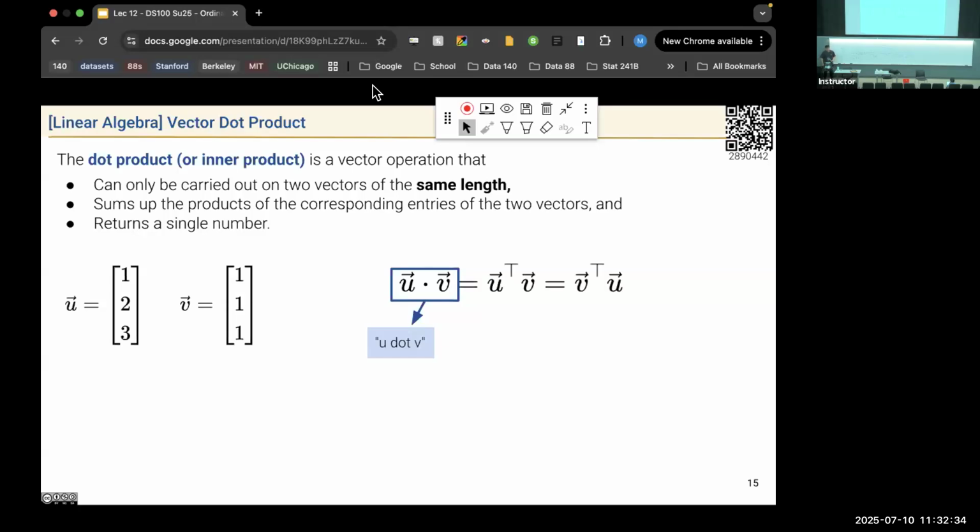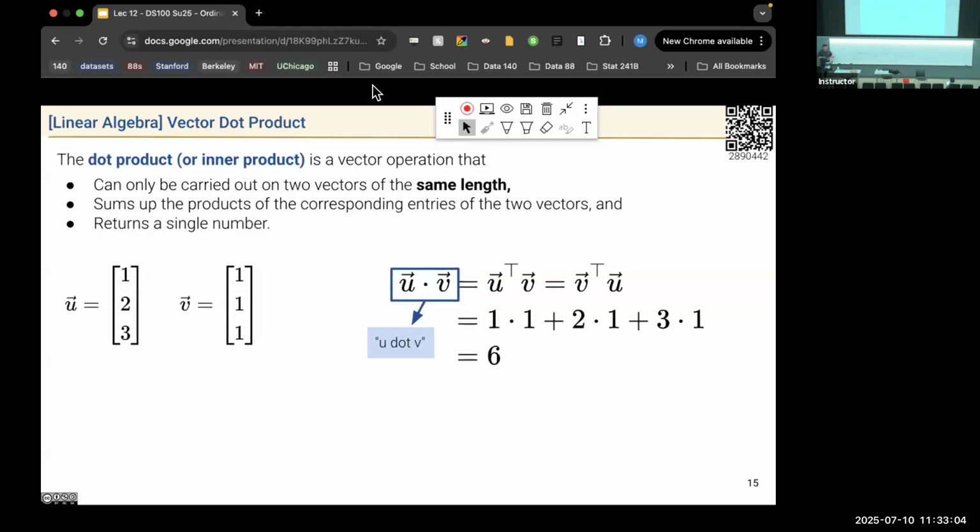What this operation does is take the corresponding entries in the two vectors, multiply them, and then add them up. Let's work on the first entries in the two vectors. That's 1 and 1, so you multiply 1 by 1. The second entries are 2 and 1, so you multiply 2 by 1. The third entries are 3 and 1, so 3 times 1. And you add these up. So the dot product between u and v is 6.